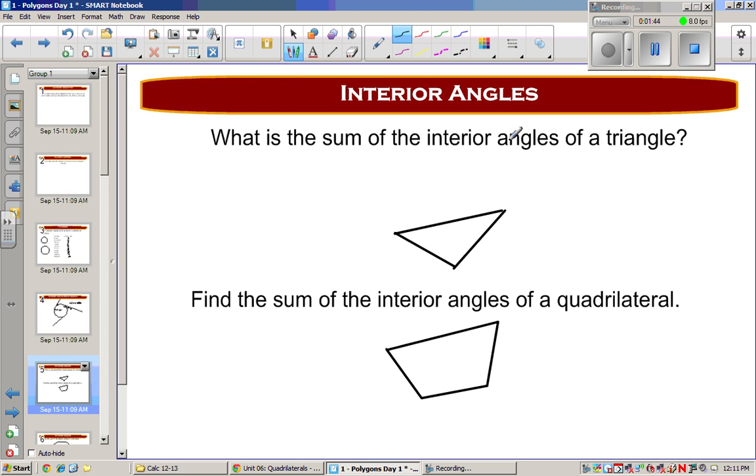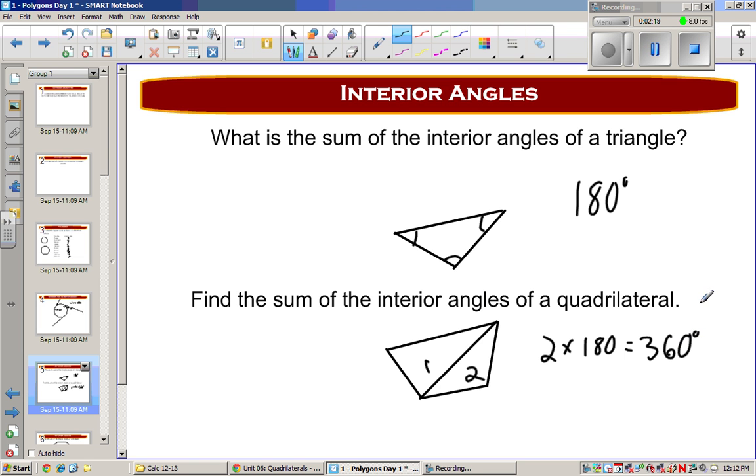So if we want to find the sum of the interior angles of a triangle, those are the ones on the inside, we've known is 180 degrees. If I want to find the sum of the interior angles of a quadrilateral, now that's a little bit different. So what we do is we take any one vertex in the quadrilateral and draw all the diagonals we can. And when we do that in a quadrilateral, that creates 2 triangles. Those 2 triangles each have an interior angle sum of 180 degrees. So in total, they will add up to 360 degrees.